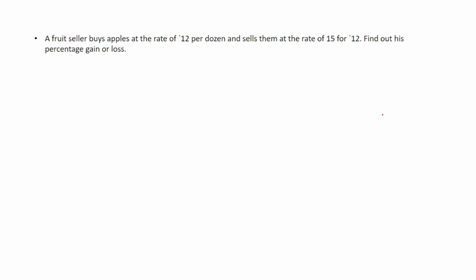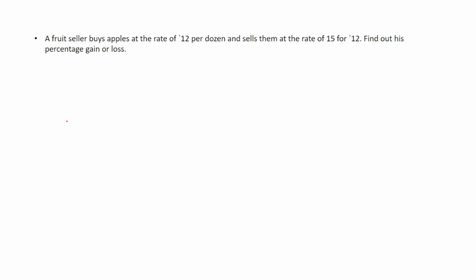Okay, now this question is similar to the one which we did earlier. So just try. First you have to try, and then you have to see the solution. That is the basic funda before solving any questions in any aptitude exams. Okay, or while you are preparing, do in the same order which I am telling you. Okay, so here a fruit seller buys apples at a rate of 12 per dozen, okay, and sells them at a rate of 15 for 12, okay. So same thing you have to apply there.